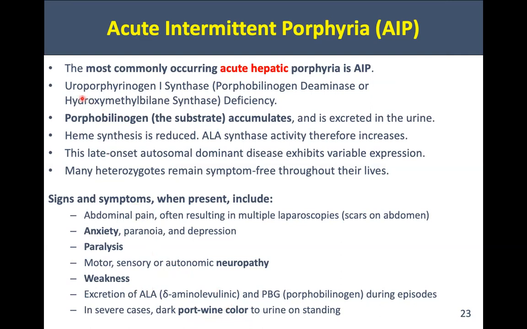And because I lack the enzyme uroporphyrinogen I synthase, I can't make uroporphyrinogen. It's an accumulation of the substrates, which specifically are ALA and PBG. Well, specifically it's PBG, but because you have an accumulation of PBG, that's ultimately going to lead to an accumulation of ALA as well.